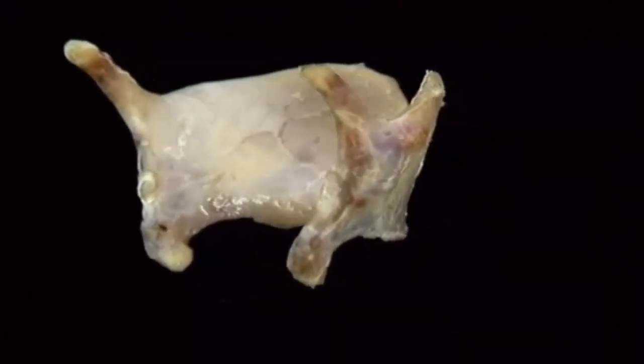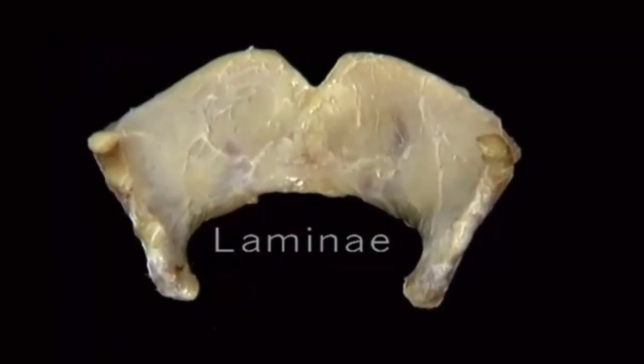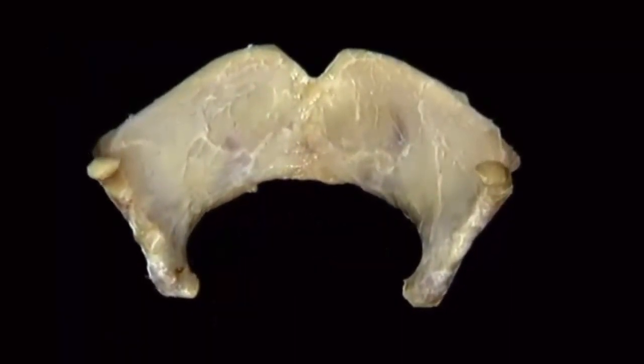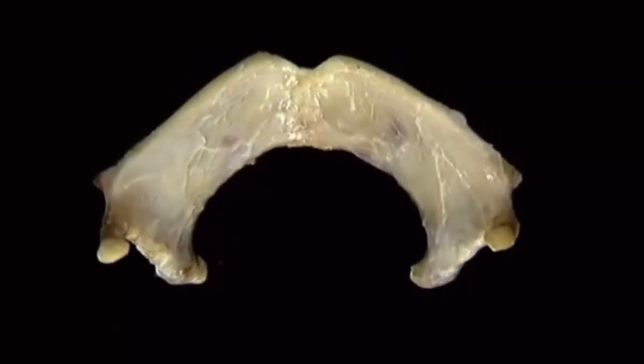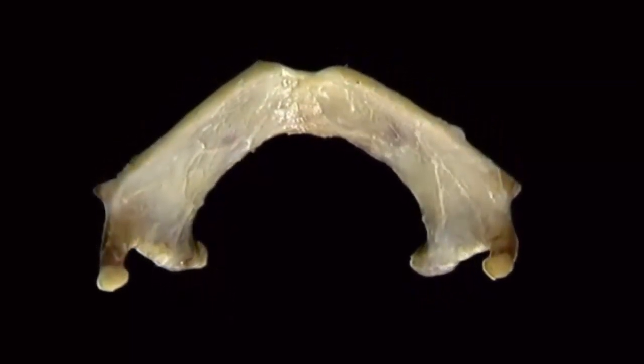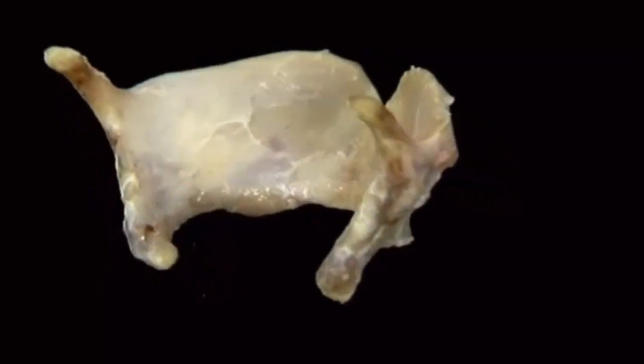The thyroid cartilage consists of two slightly curved plates, the laminae. The laminae are joined together in front. They're widely separated behind. The laminae meet at an angle of 120 degrees in the female, 90 degrees in the male. This is a female specimen.